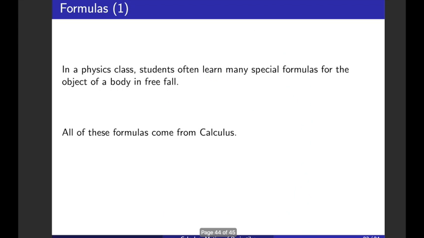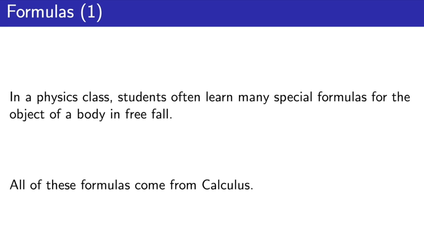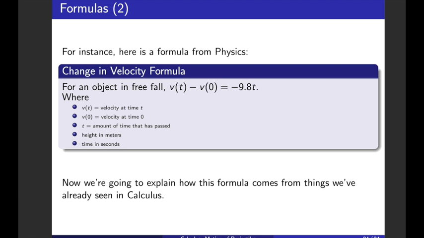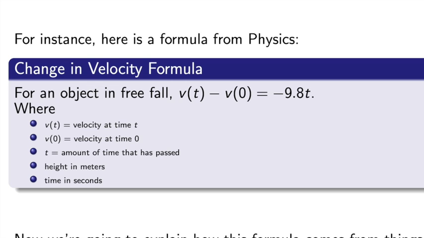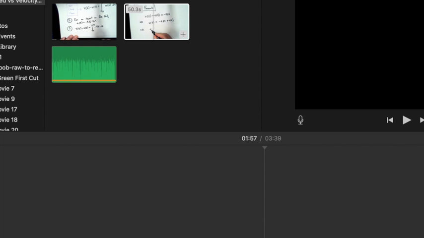In a physics class, students often learn many special formulas for displacement and velocity of an object in free fall. All of these formulas can be shown using calculus. For instance, for a falling object with height measured in meters and time measured in seconds, the formula for change in velocity over t seconds is equal to -9.8 times t. In calculus language, we would write this as v(t) - v(0) = -9.8t. Let's see why this formula is what it is.